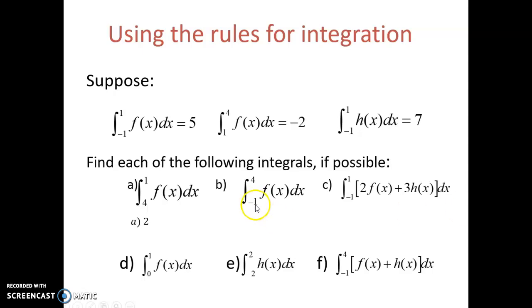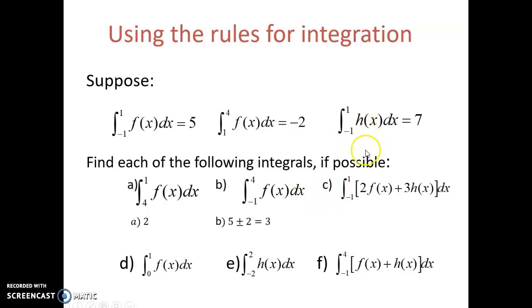Part B says, can we find the integral from -1 to 4 of f of x dx? Well, I have the integral from -1 to 1, and I have the integral from 1 to 4, and we said if the upper bound of one integral of that function is equal to the lower bound of another integral, we could add them together to get the integral from the lower bound of -1 to the upper bound of 4. So adding these together, we would get 5 plus a -2, I'm sorry, the notation is wrong there, 5 plus -2 would equal 3.